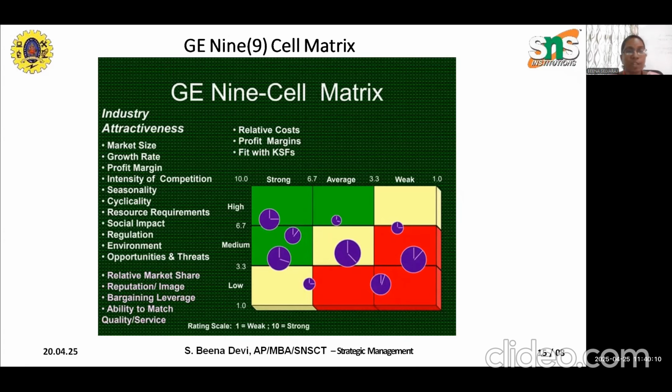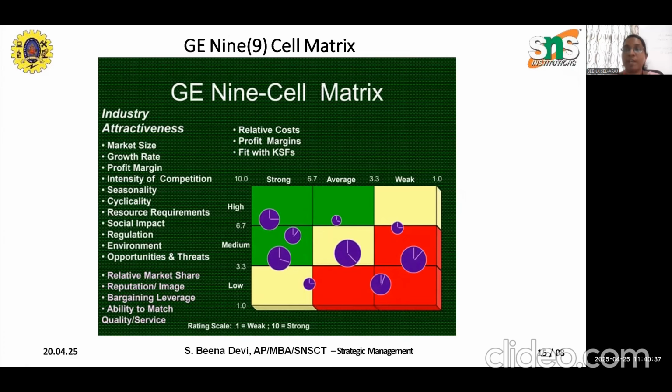For the horizontal axis, the factor that can be taken into consideration is the business unit strength. So what comes under the business unit strength? The relative market share, the reputation or the image, the bargaining leverage, the ability to match the relative cost, profit margins, and fit with key stakeholders. These are the parameters which can be taken into consideration.